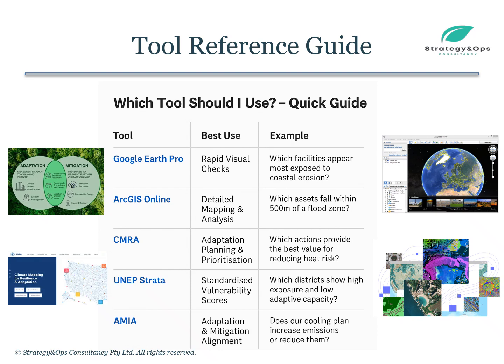AMIA comes into play when you need to consider how adaptation and mitigation interact. It reveals synergies, identifies trade-offs, and helps ensure adaptation actions don't unintentionally increase emissions. Together, these tools cover the full workflow, from rapid diagnostics to deep analysis, integrated planning, and investment-ready recommendations.